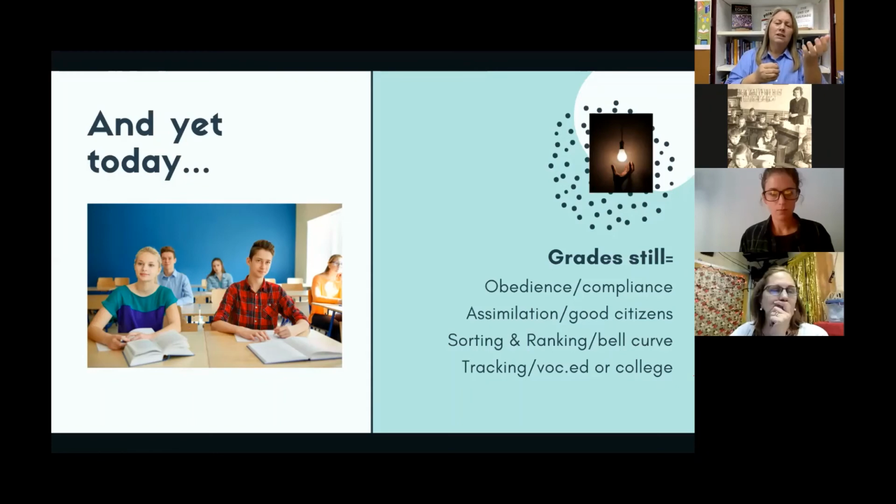It used to be focused on assimilation of these immigrants, and it still is assimilation of everyone being a good citizen. And the sorting and ranking still shows up with bell curves used in some classes. And tracking, although it isn't used the way it was, we still do track kids on a vocational education track or a college track.